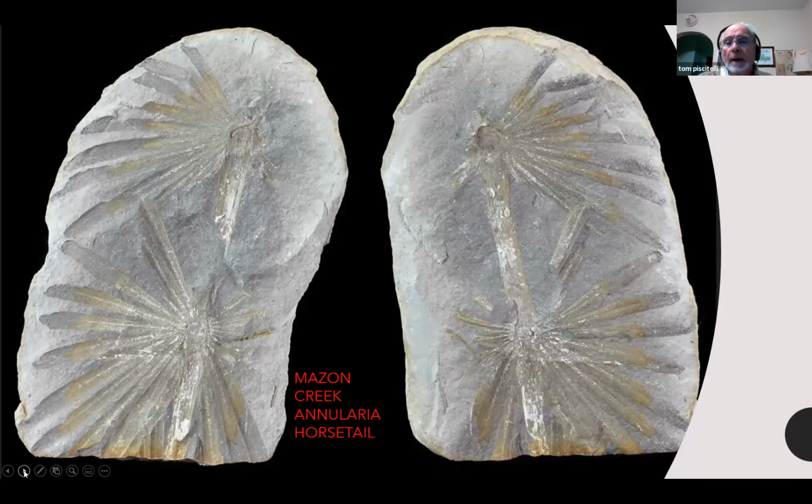Annullaria is the name for one type of leaf of the fossil Calamites plants. Calamites plants were like modern horsetail rushes, but some fossil horsetails grew up to 100 feet tall, whereas today they are 4 to 5 feet tall. Next slide, please.